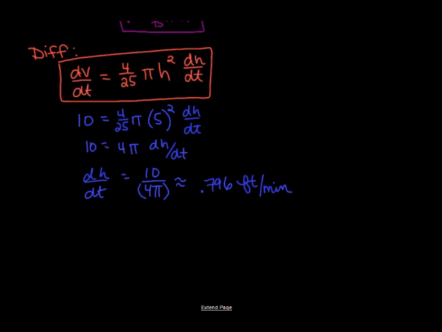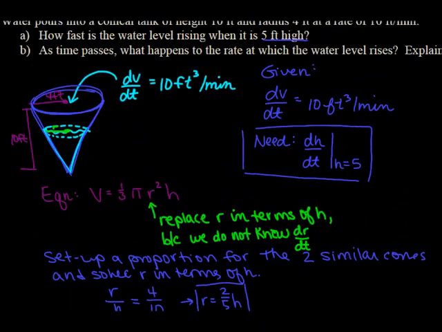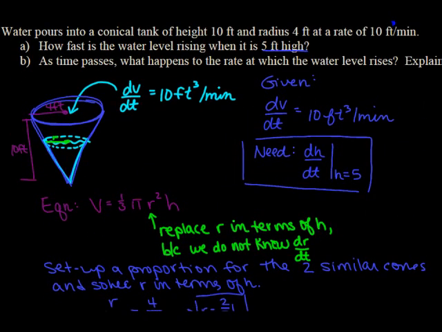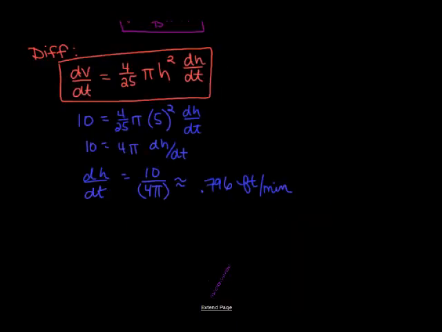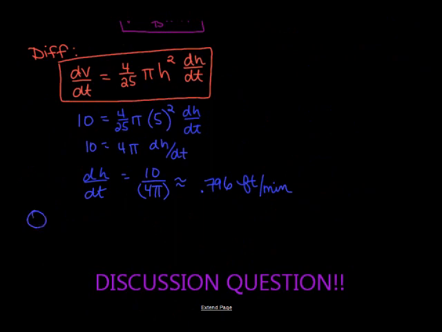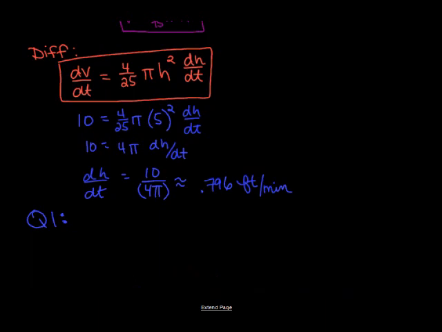Okay. So that was just part A. So what was part B? Part B said, as time passes, what happens to the rate at which the water level rises? So this is question number 1 that I would like you to think about, and then you're going to come to class tomorrow and talk in small groups. So we're going to answer part B. Think about what you learned from last year and what you know so far. What do you think is the answer to part B? And then we're going to discuss that when we come to class tomorrow.